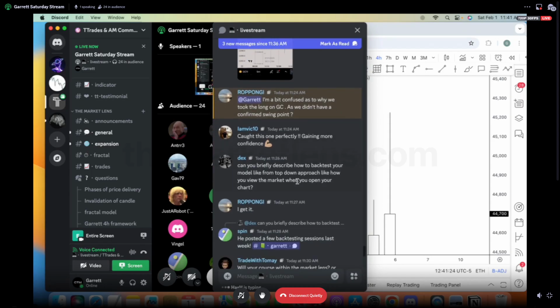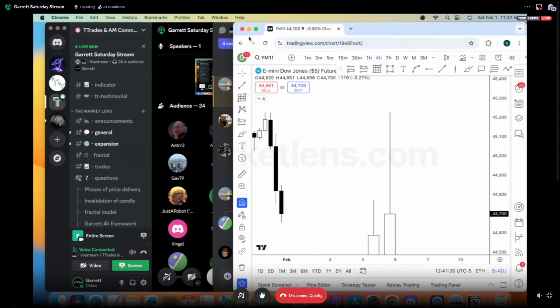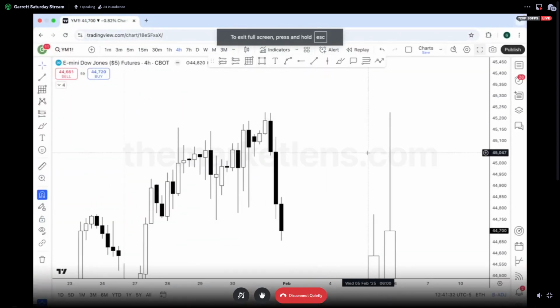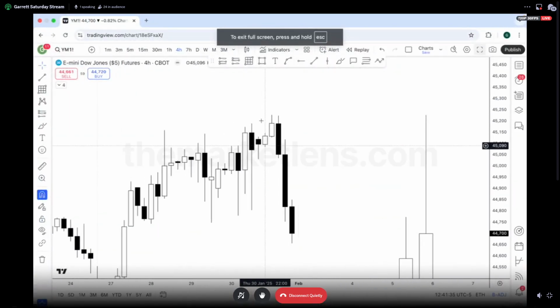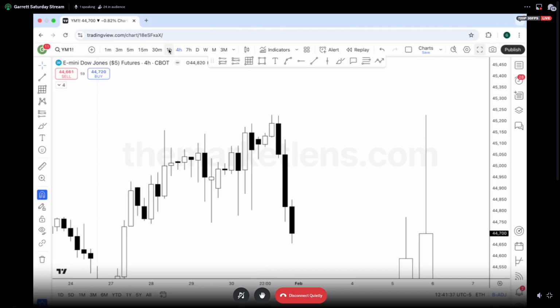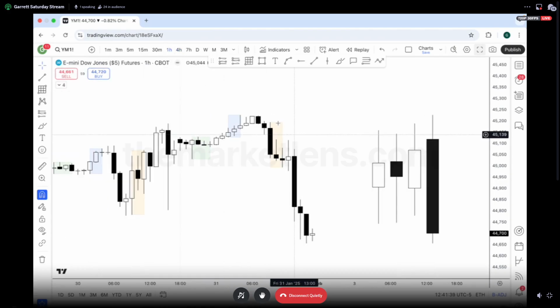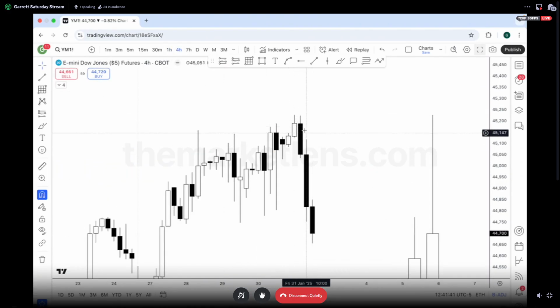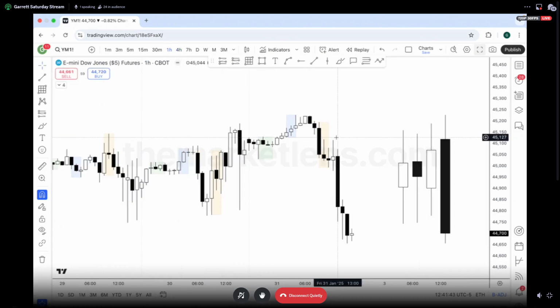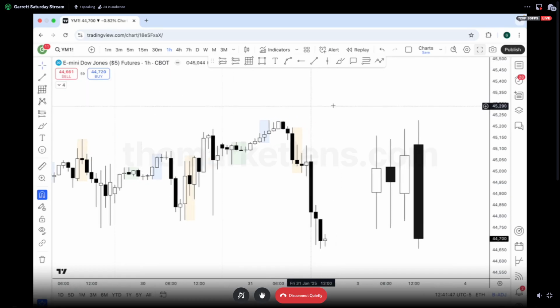Heck yeah. Can you briefly describe how to backtest your model, like from a top-down approach? Yeah, sure. So a lot of my trades are just based off of the daily profile. That's all I'm doing. It's not off the 4-hour chart necessarily. It's just can I trade away from some relevant level, basically an internal protected swing within the daily candle.